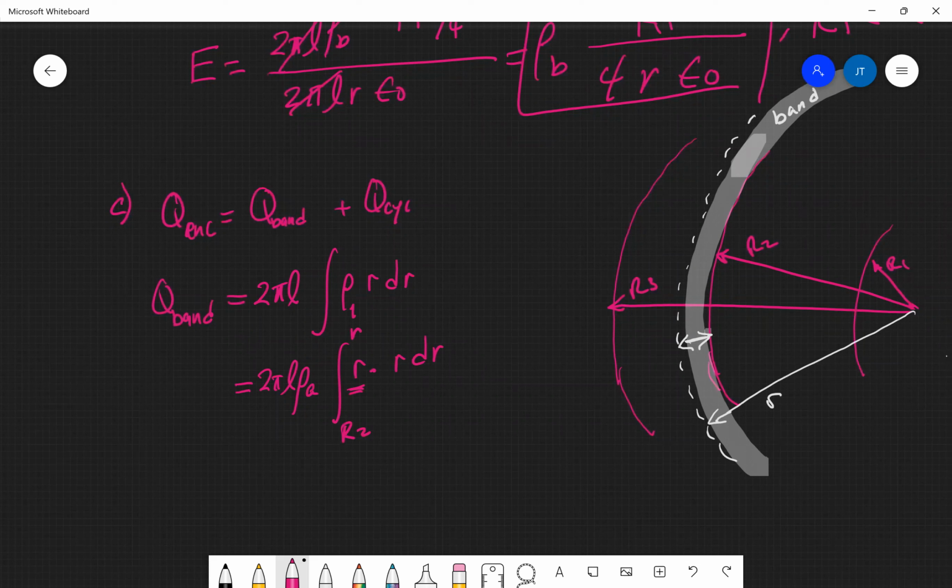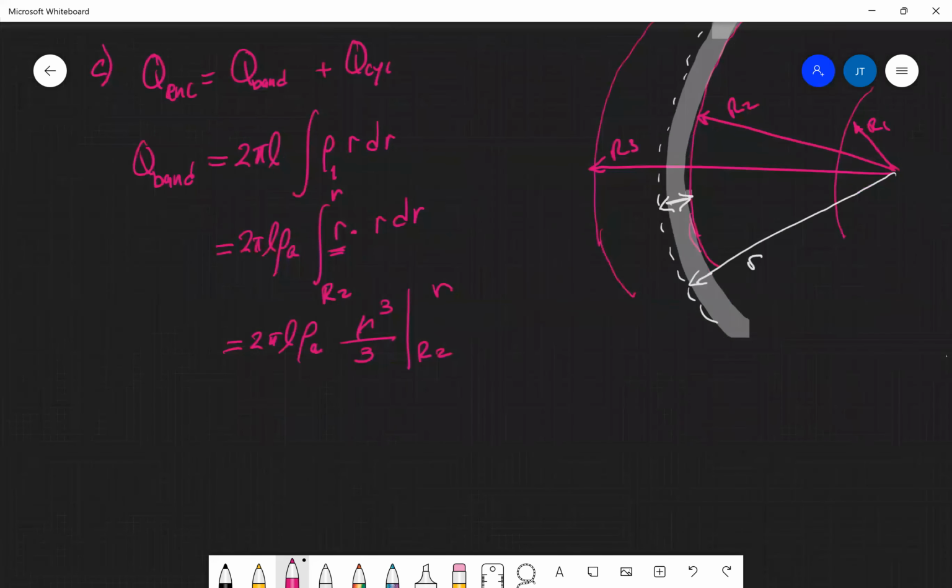Those contributions along that radius only from R2 to R have that density, rho A R. So now this is R squared, so it's going to be R cubed over 3. So 2 pi L rho A, R cubed over 3 from R2 to R. So I'll have 2 pi L rho A over 3, R cubed minus R2 cubed. That is the Q band.